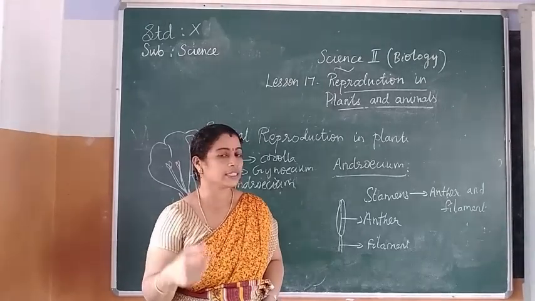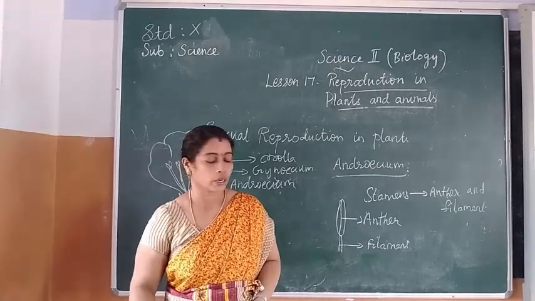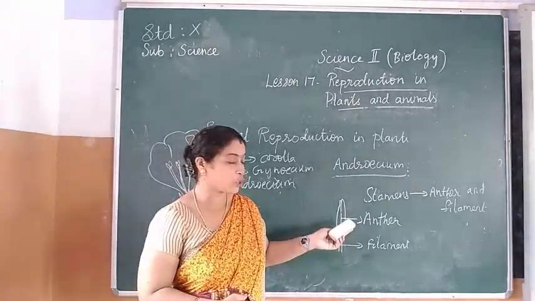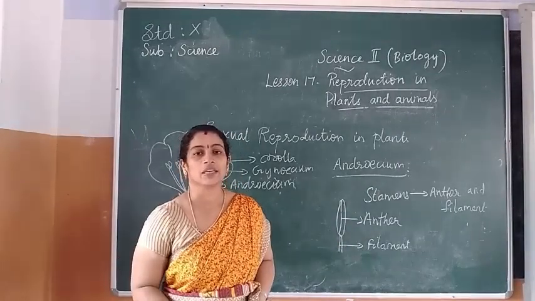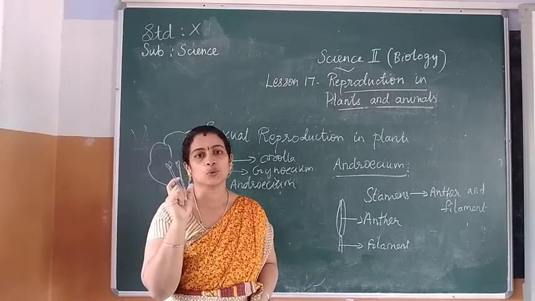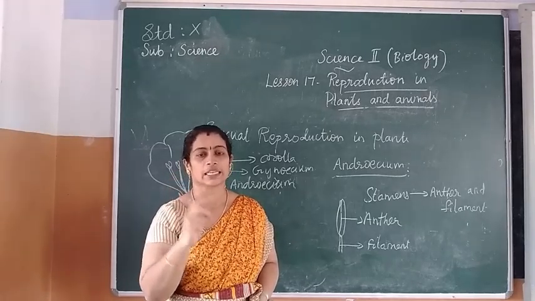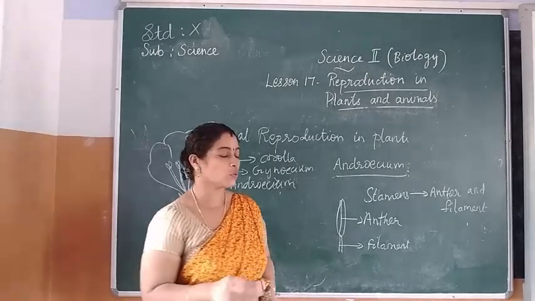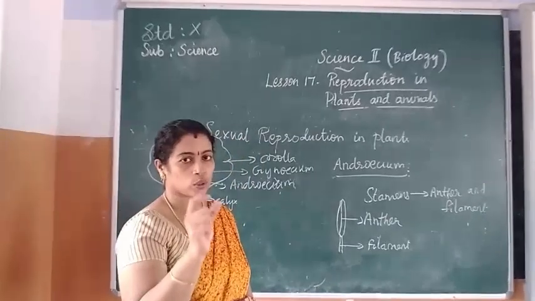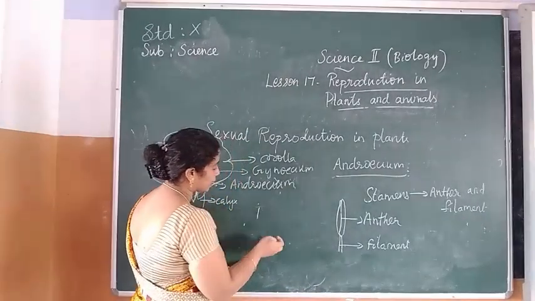Next we are going to study about the structure of pollen grains, which are produced inside the anther. The pollen grain is spherical in shape. It is covered by two walls: the outer exine and the inner intine. So, the pollen grain structure.